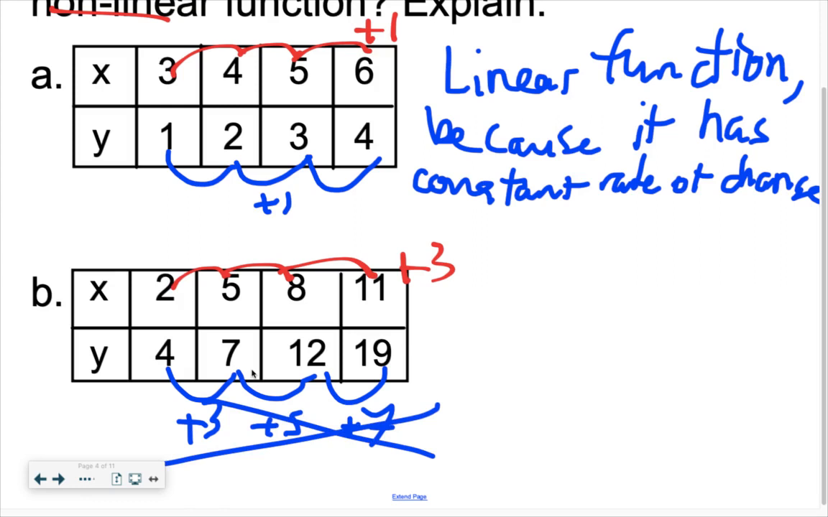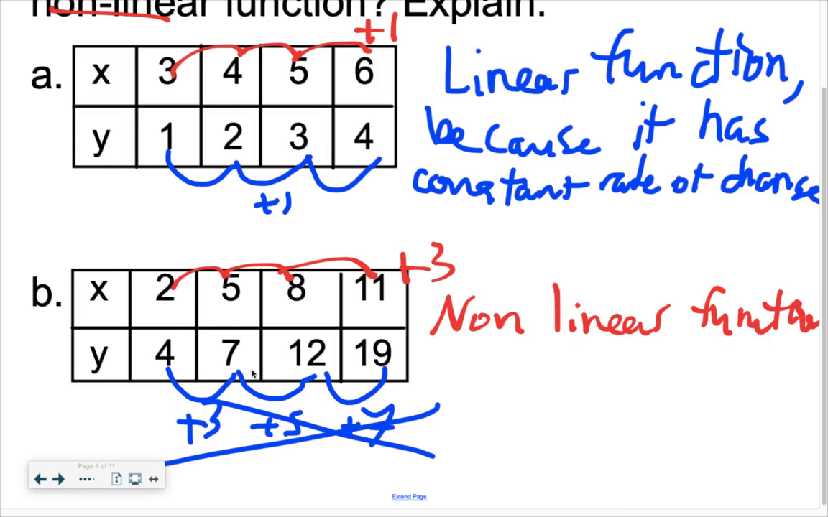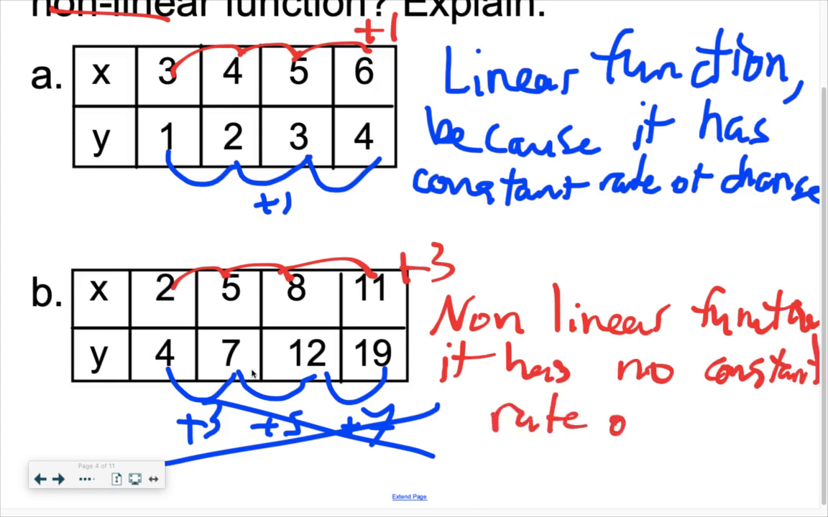So then b is a non-linear function. Why? Because it does not have a constant rate of change, or it has no constant rate of change. It does not have a slope. That's it. No formulas, no work. So that's from a table.